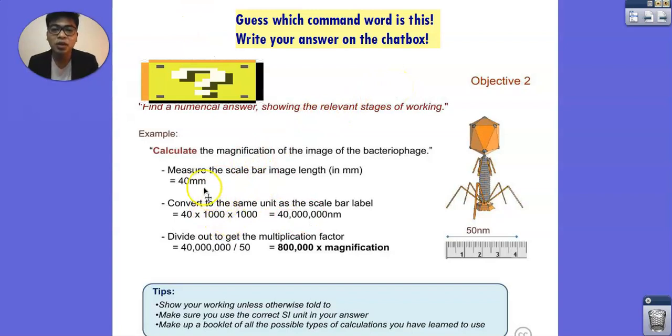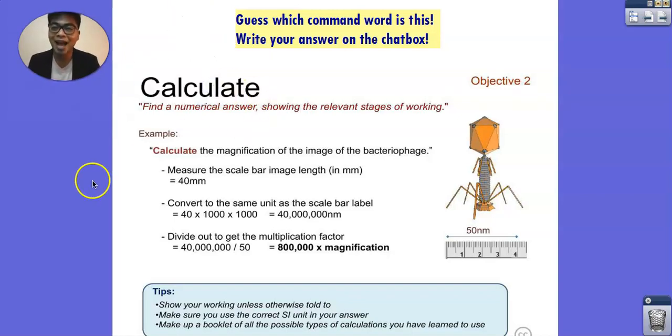But in this one, look at this. The magnification of the image of the bacteriophage. Bacteriophage is a kind of virus, by the way, that eats cells or eats bacteria. So look at this one. When we find a numerical answer by showing the relevant stages of working or the solution, we call this one now calculate. So how do we calculate?